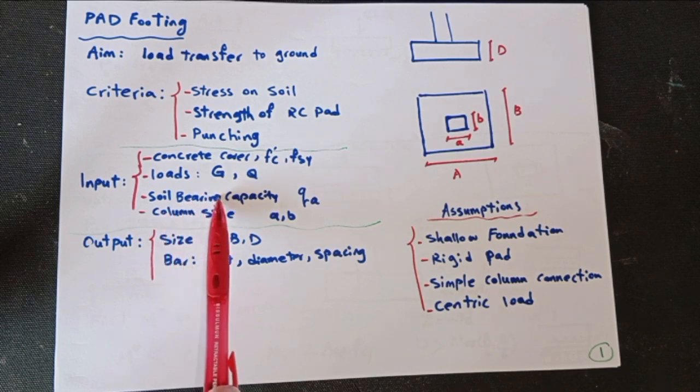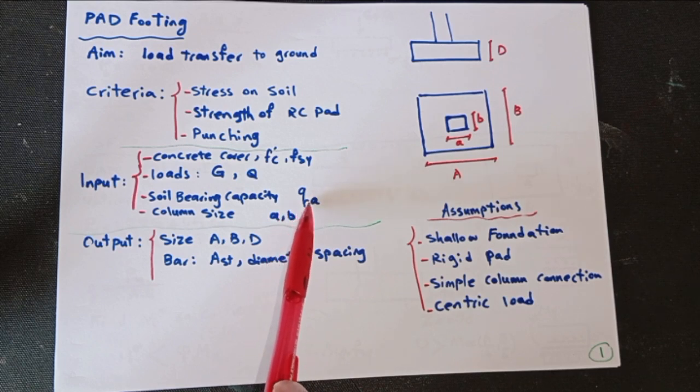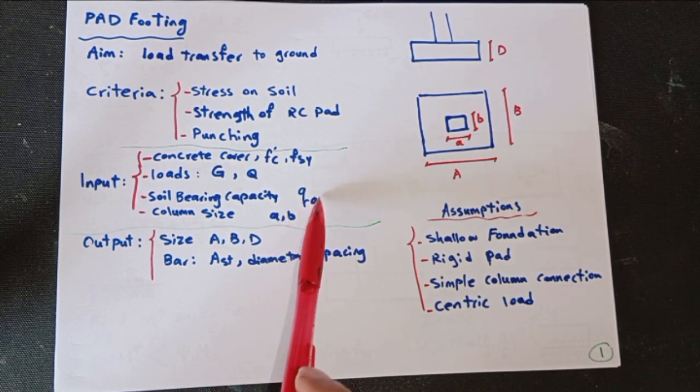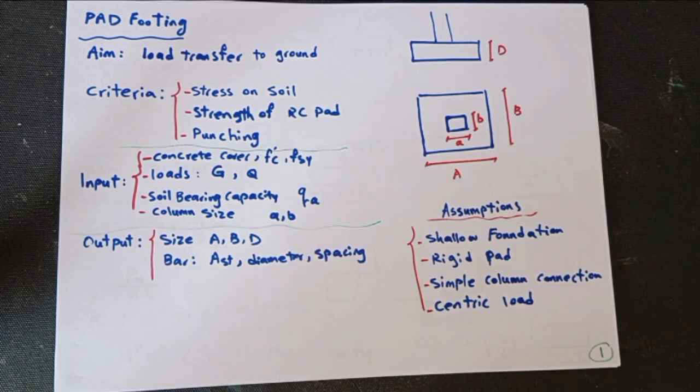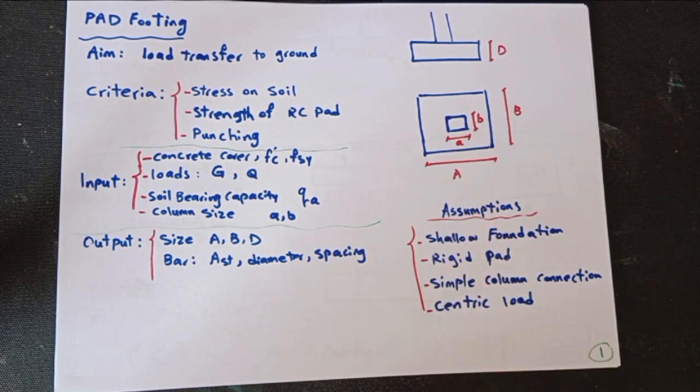And we need soil bearing capacity, that is called QA, and in special case we need subgrade modulus, that easily can be calculated from QA value, or if we want to have just a very accurate value, it should be given by geotech engineers. And the last one is just column size, shown here as A and B. We need that one mainly for punching shear calculation.